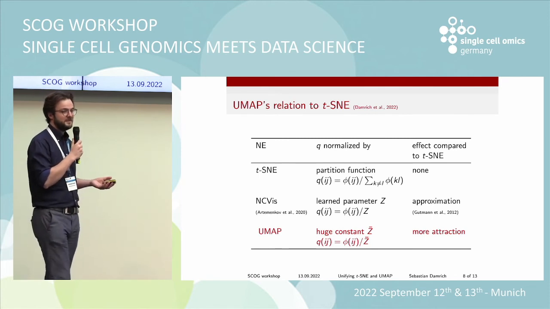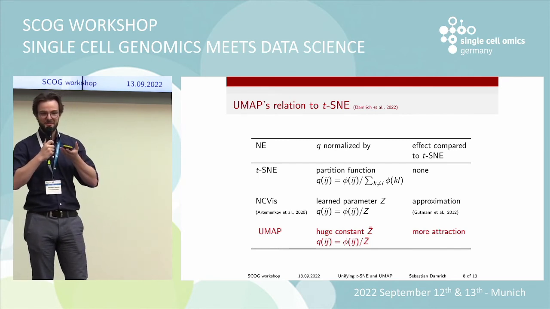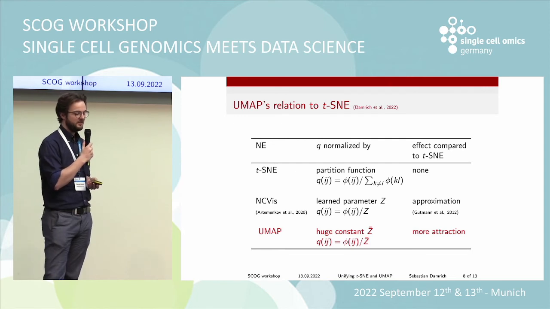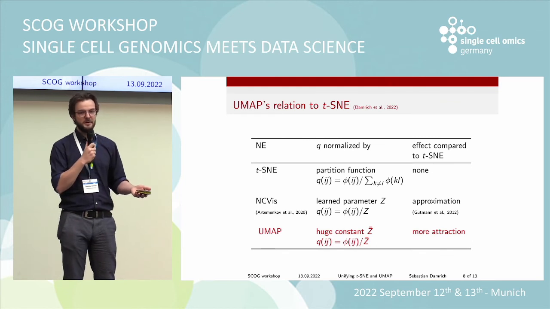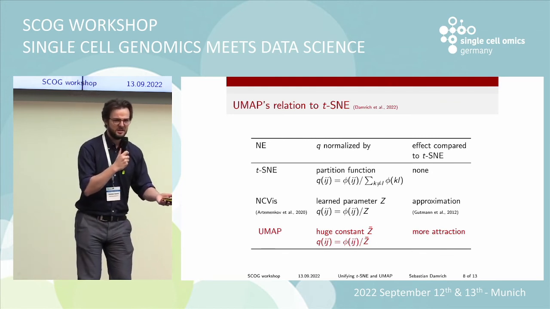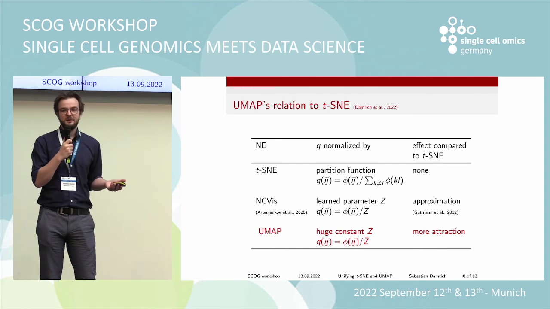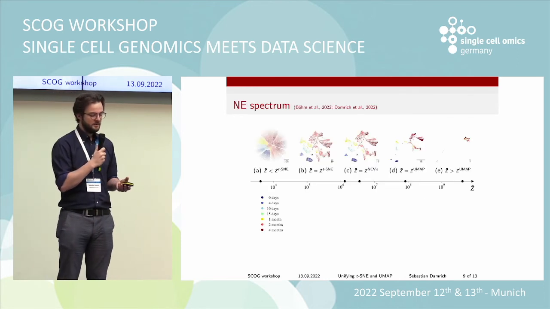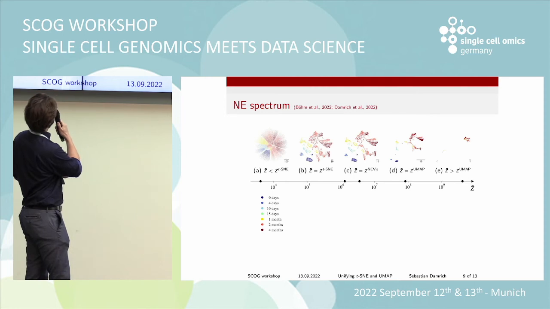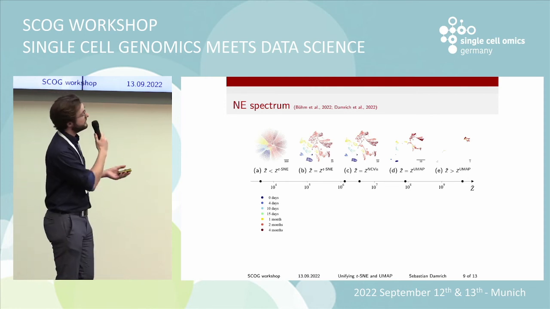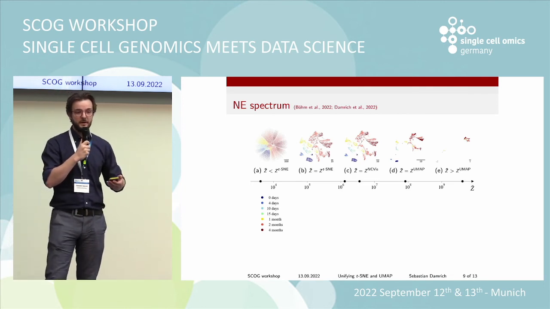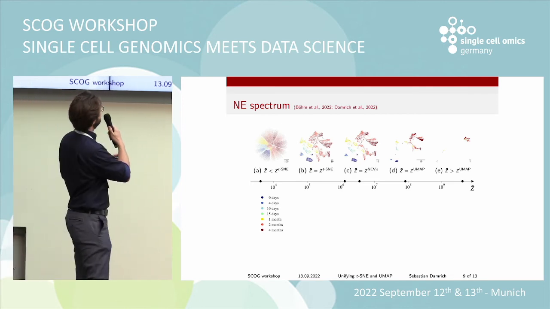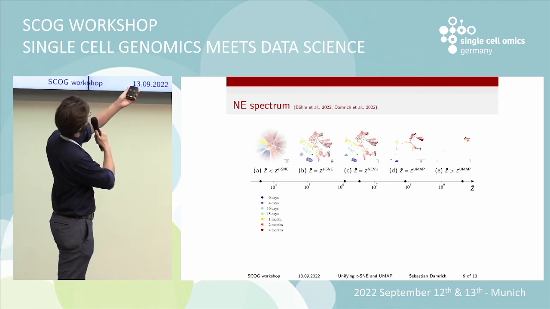So we were quite happy with this analysis, finally getting t-SNE and UMAP on common ground, understanding their relation. But there was one thing that bugged us, and that is the apparent choice of a parameter in UMAP. So why choose this particular Z bar? Could you get away with using a different one? And it turns out you can, and the result is that you get a whole spectrum of embedding methods. For higher Z bar, you get more attraction. For lower Z bar, you get more repulsion. And we see that these embeddings have qualitatively different properties.